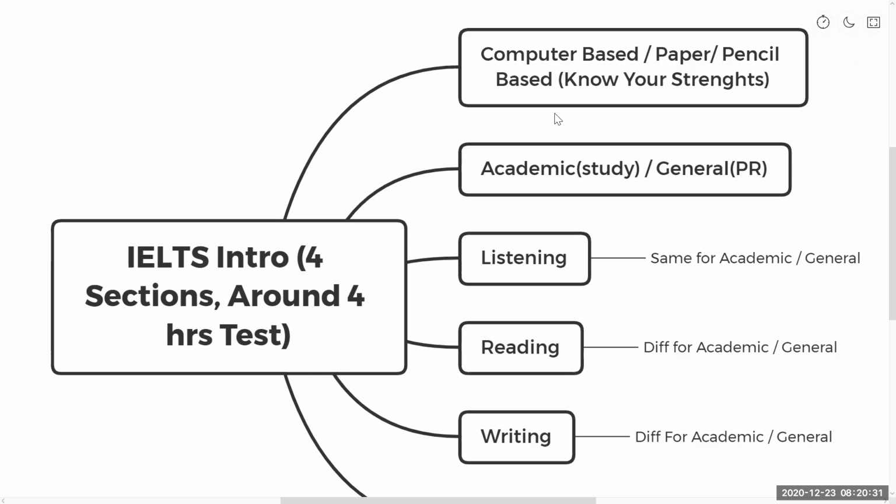In the next video, we'll talk about the different sections and how you can plan your preparation.